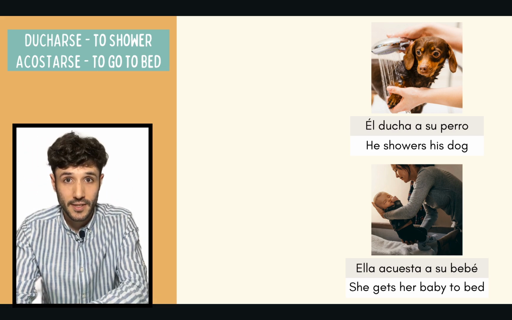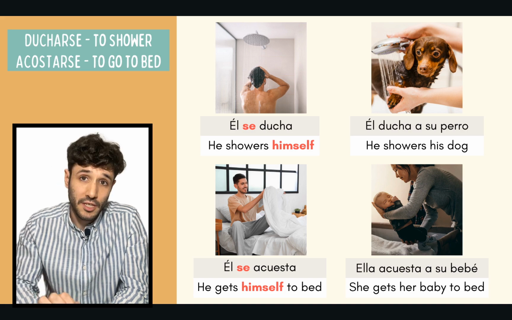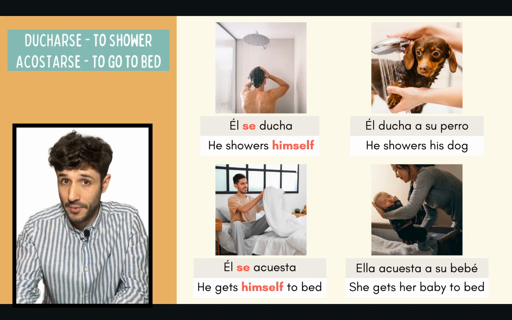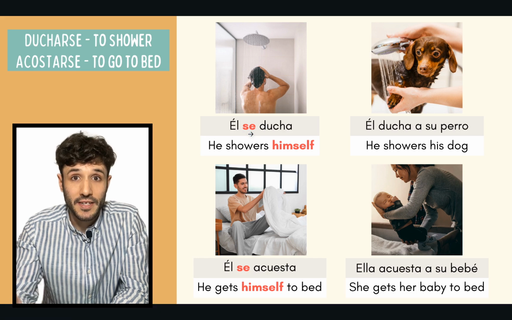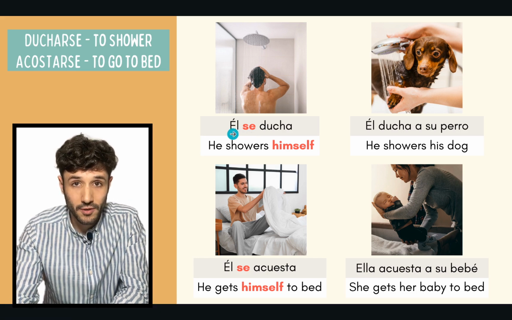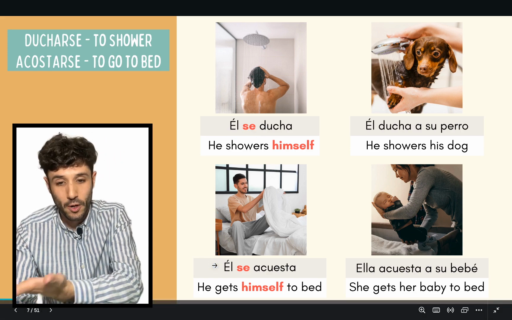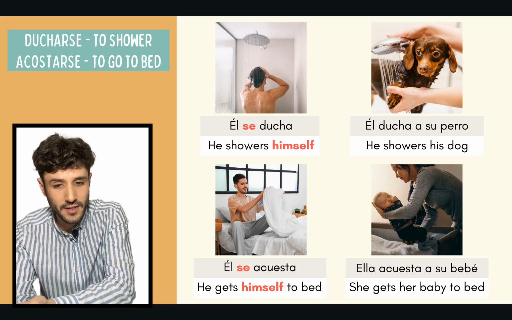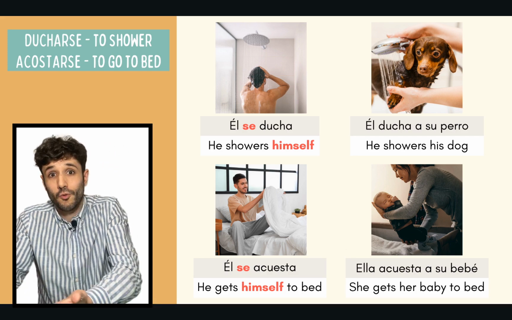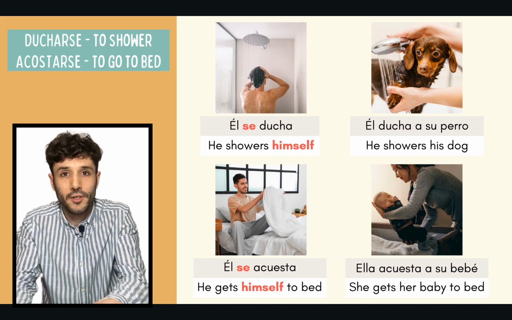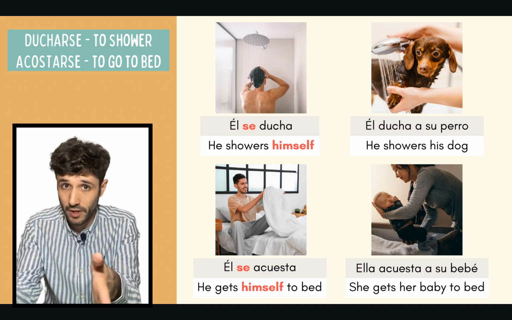Now, let's compare these sentences to these other 2 over here. On the top one, we have él se ducha. This translates as he showers himself. So do you see that se that is highlighted? This se over here basically is the reflexive pronoun and is saying he is doing the action, but he is also receiving that action. The second example is also with him. Él se acuesta, he gets himself to bed. We are using se because we are saying the same person doing the action is also the person receiving the action. So you have here a comparison of the same verbs, but 2 different uses. The right one is non-reflexive, the left one is reflexive.